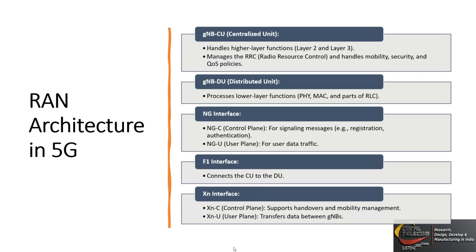Then there is the G-Node B distributed unit. It processes all the lower layer functions like the PHY layer, MAC layer, and RLC layer. So all the physical layer type of functions are processed by the DU. So you can say all the layer one related packets are processed by the distributed unit.